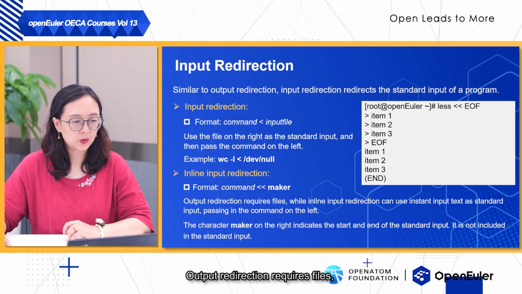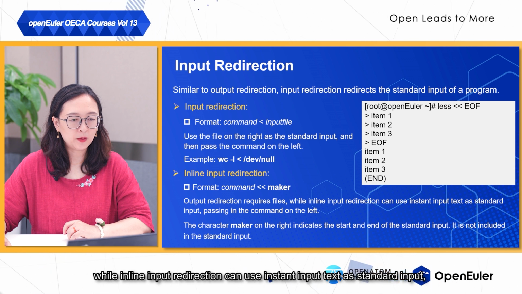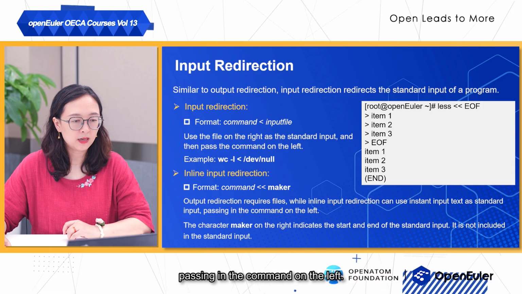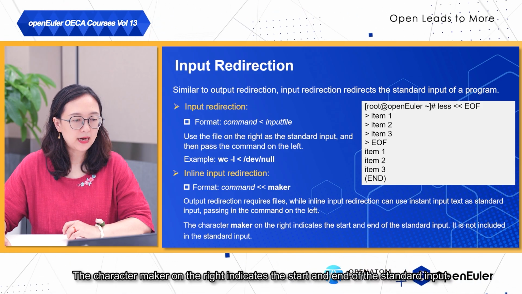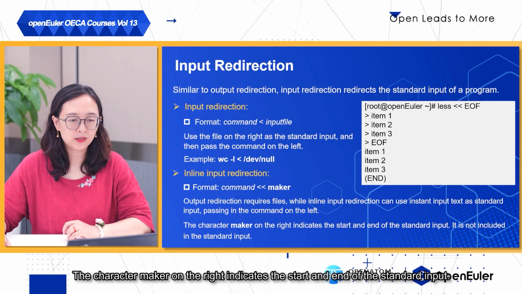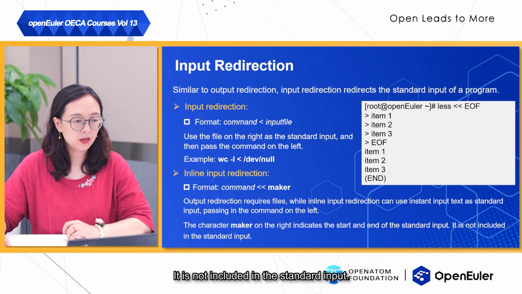Output redirection requires files, while inline input redirection can use instant input text as standard input, passing in the command on the left. The character marker on the right indicates the start and end of the standard input. It is not included in the standard input.